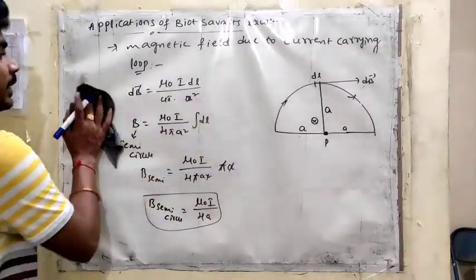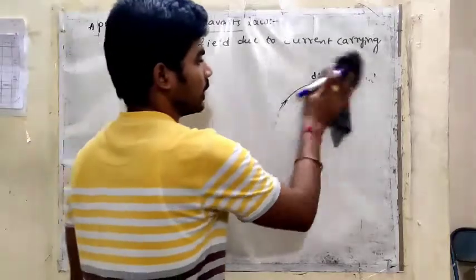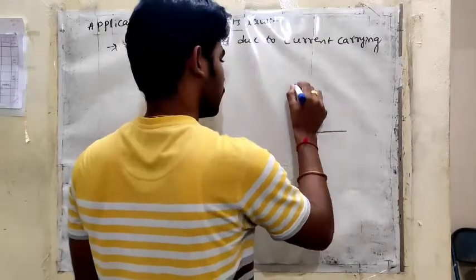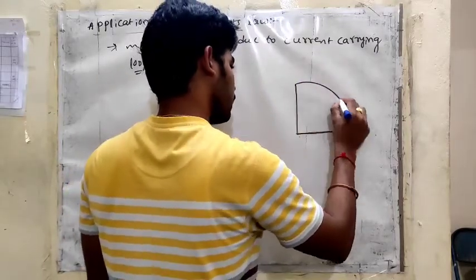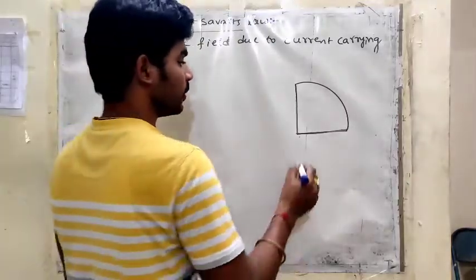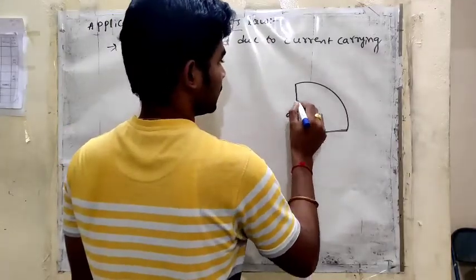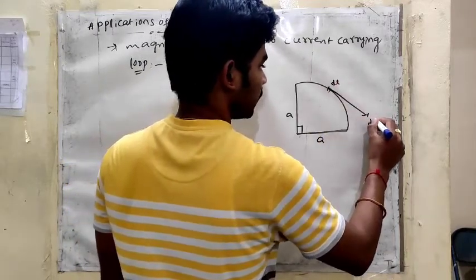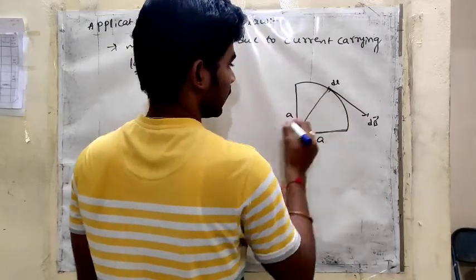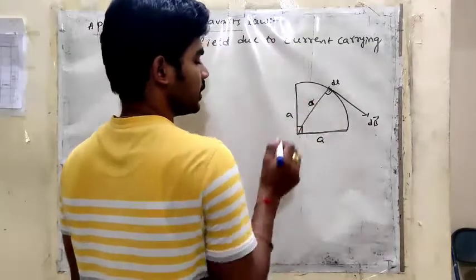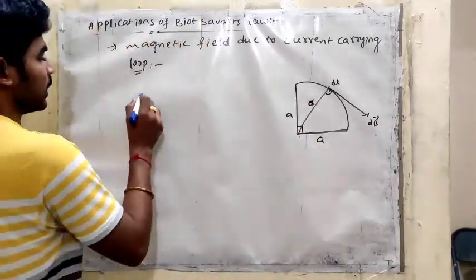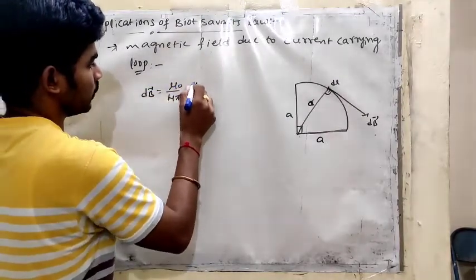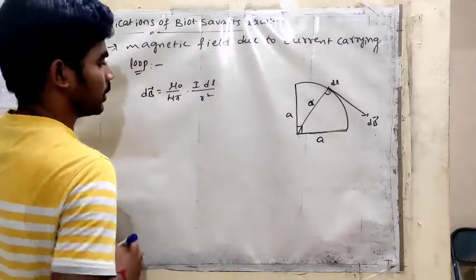That is the semicircle magnetic field. Next is the quadrant. So we can see the quadrant also. This is the one quadrant. In this quadrant we can see this is 90 degrees, this is a, this is a. Here I am taking the dl elementary length. This dl elementary length to the magnetic field is always perpendicular. So again you can take the magnetic field formula: dB bar is equal to mu naught by 4 pi into I dl by r square.